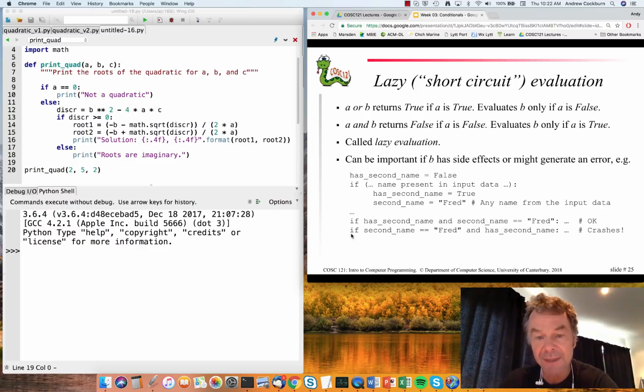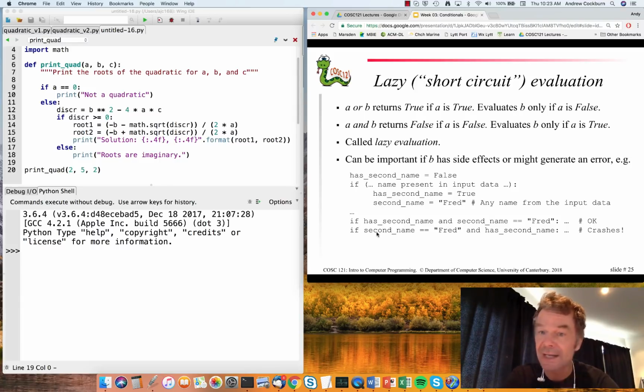But if we wrote that statement in a different way, if second name equals Fred and has second name, in this case it has to look at the first part. It's going to say, okay, well, what value is referenced from second name? And it's going to say, well, hold on, second name hasn't been defined yet, and if you try to look at a value that hasn't been defined, it's going to cause the program to crash.